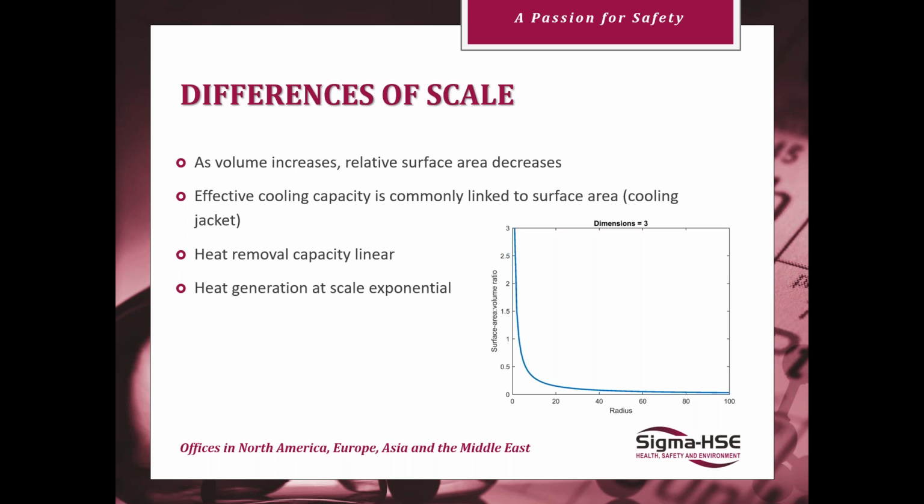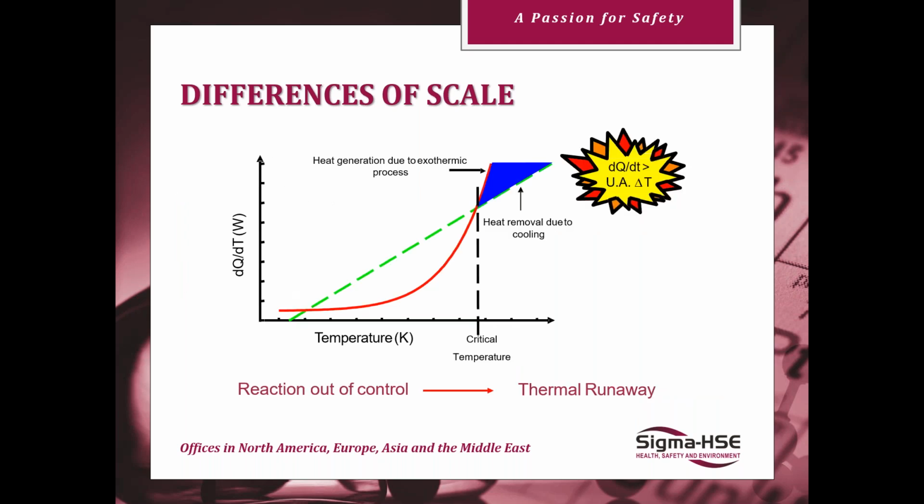So at the same time as we've got this effect of the differences of scale steeply increasing as you reduce the size, the heat removal capacity is typically linear, whereas the heat generation at scale is typically exponential. We'll talk about that in the next slide. So we can see this plot here.